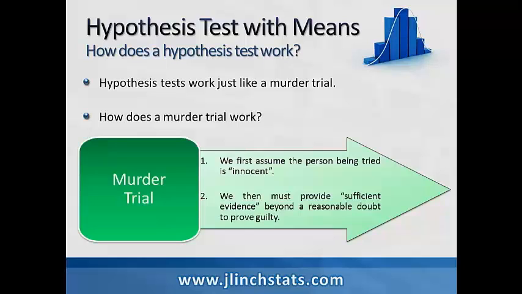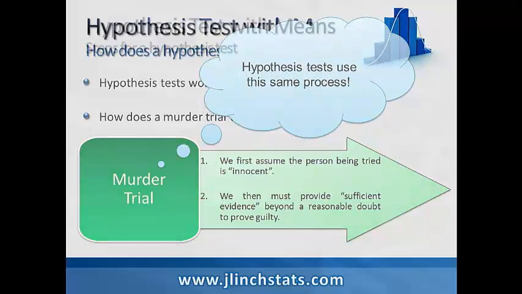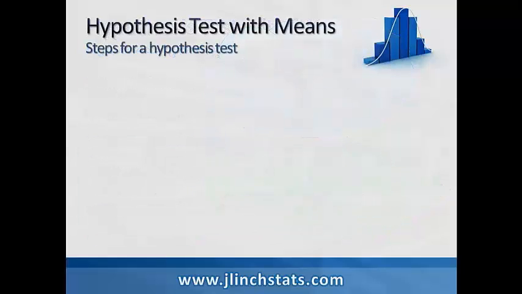We always assume in the murder trial that the person being tried is innocent. Then we try to gather enough evidence. And if we have enough evidence beyond a reasonable doubt, we can prove that the individual is not innocent. In other words, they're guilty. Hypothesis tests use this very same process. Now let's take a look at the steps for hypothesis tests.